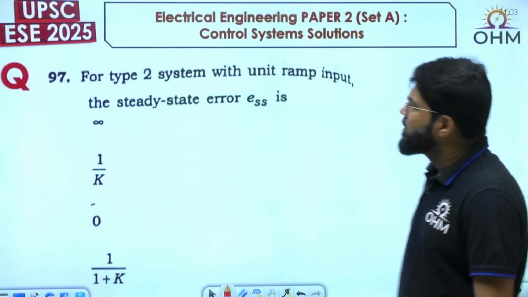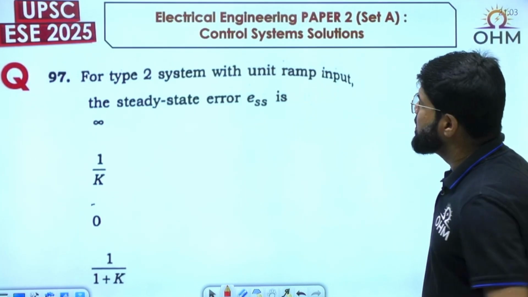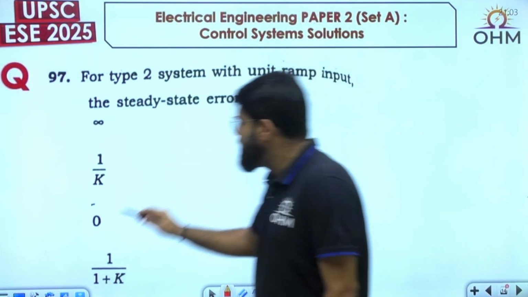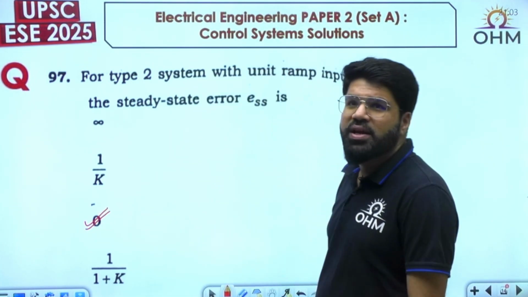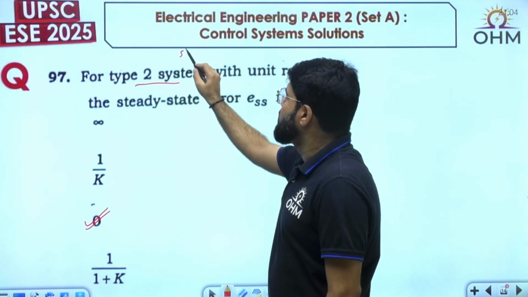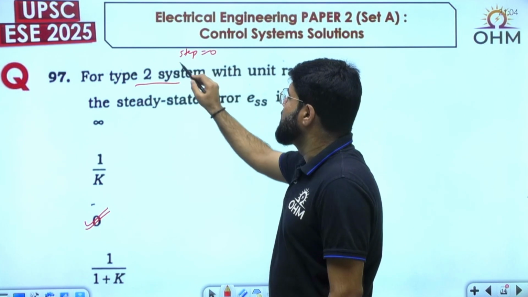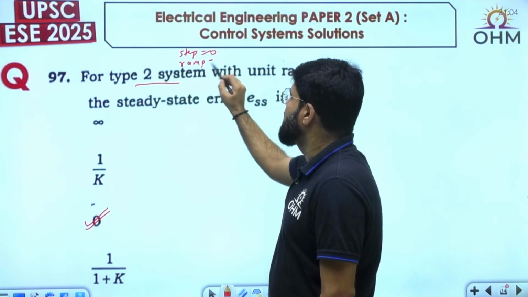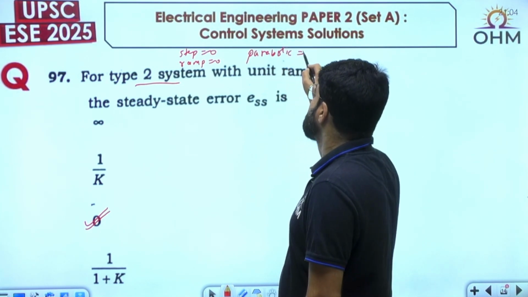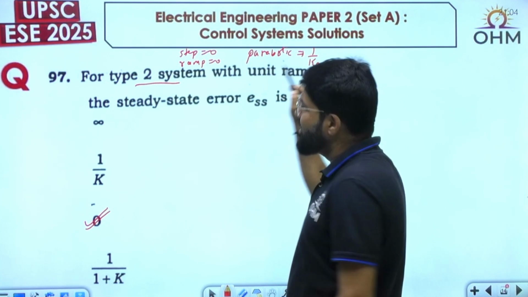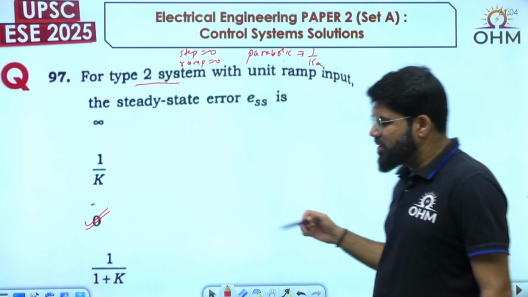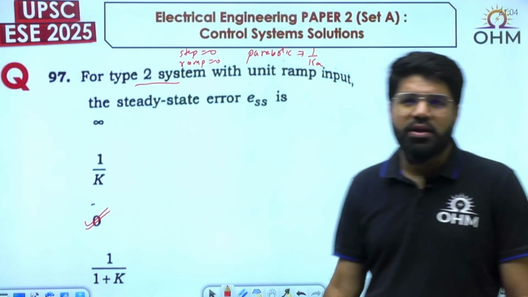Right. For a type 2 system with unit ramp input, the steady state error is 0, because type 2 will give a finite error only for... if you talk about step also, the error will be 0. If you talk about ramp also, error will be 0. Only for unit parabolic it will give you a finite non-zero error, and that is given by 1 upon Ka. Correct. Answer is 0, straightforward. In fact, in the electrical paper they discussed a lot of questions around error only.